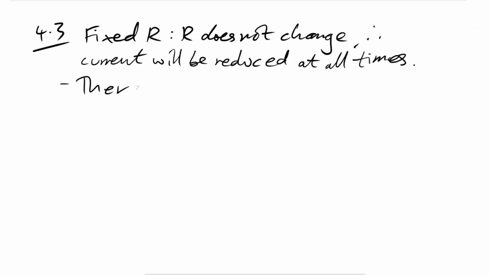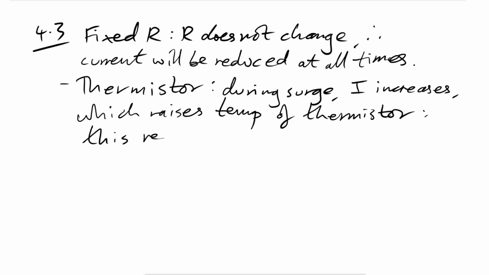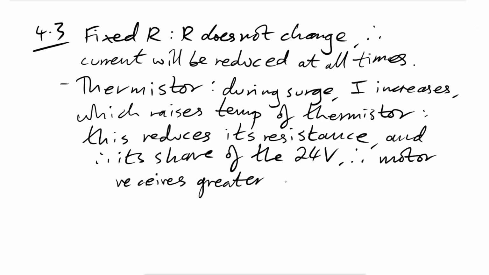But with the thermistor, during the surge, current increases, which raises the temperature of the thermistor. This reduces its resistance and therefore its share of the 24 volts. Therefore, the motor receives greater voltage, and so it's more efficient. Not an easy question because you'd be forgiven for thinking, well, actually we don't really want a high current during the surge, so why don't we have a piece of wire, because then when the temperature increases it raises the resistance and so the current actually goes down during the surge. So yeah, not a very easy question, that one.